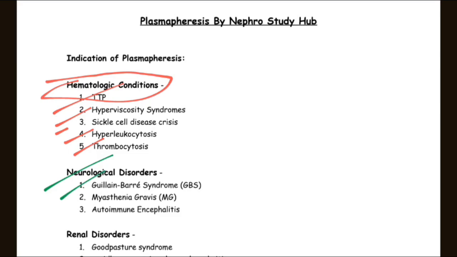Indications of plasmapheresis from neurological disorders. First one is Guillain-Barré syndrome. Second one, myasthenia gravis. Third one, autoimmune encephalopathy.